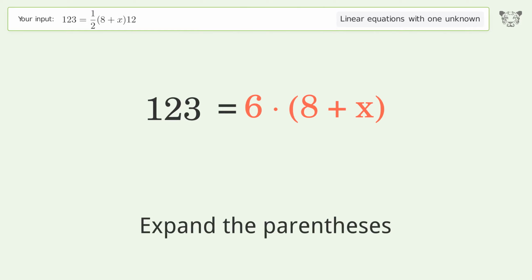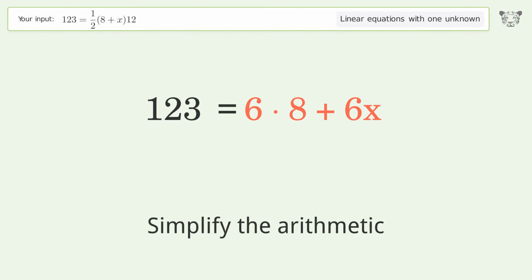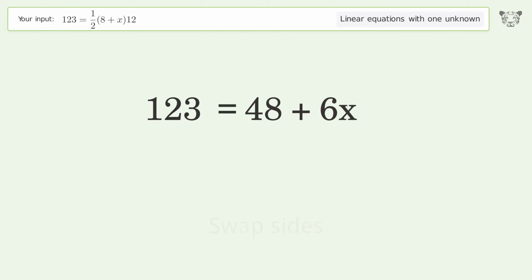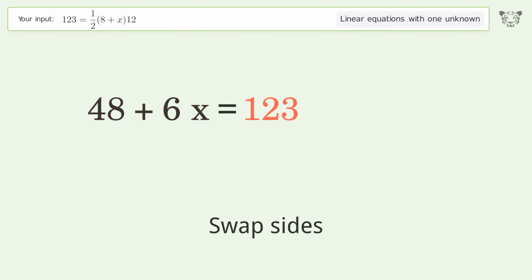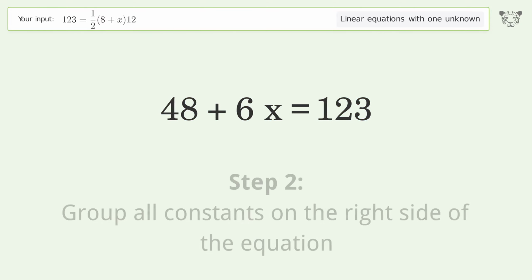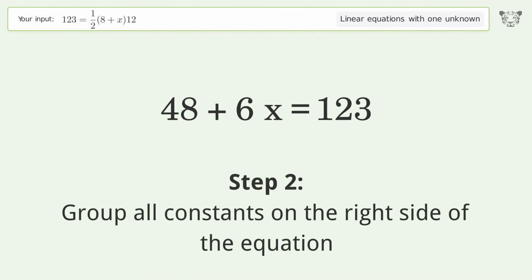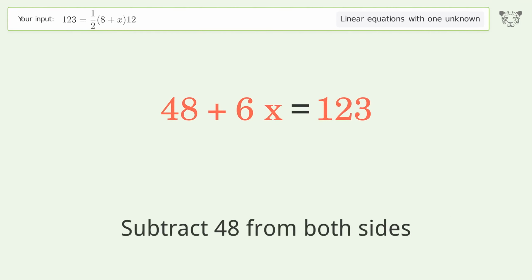Expand the parentheses. Simplify the arithmetic. Swap sides. Group all constants on the right side of the equation. Subtract 48 from both sides.